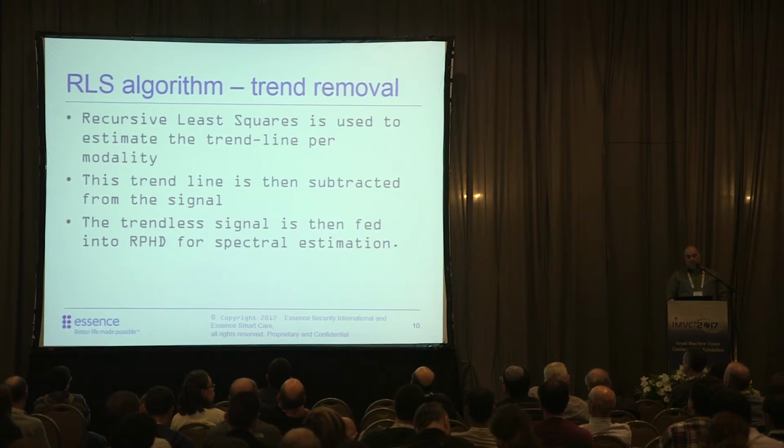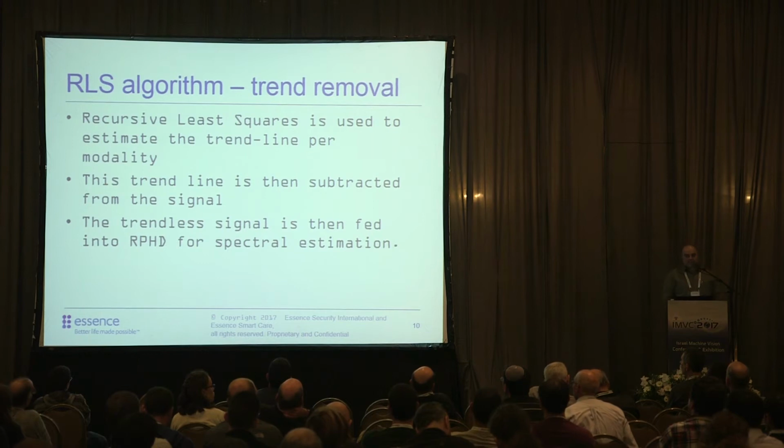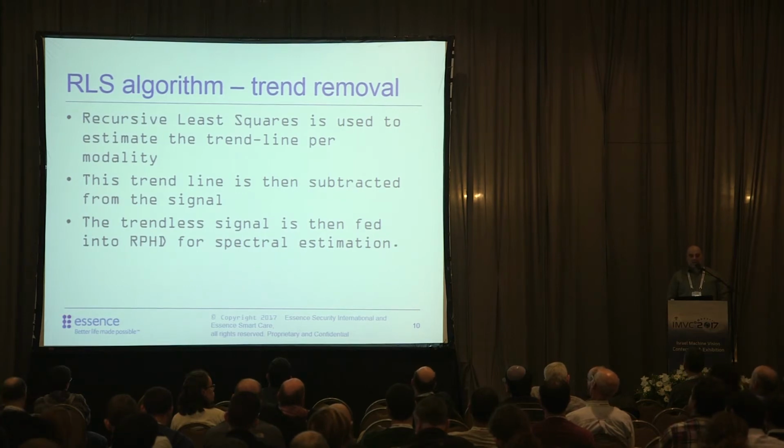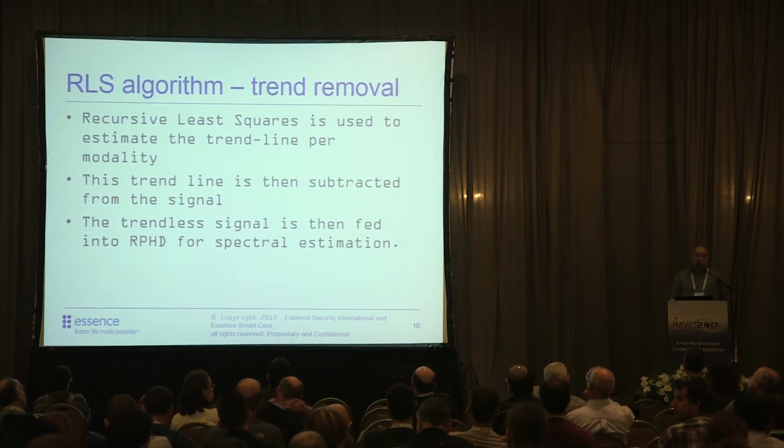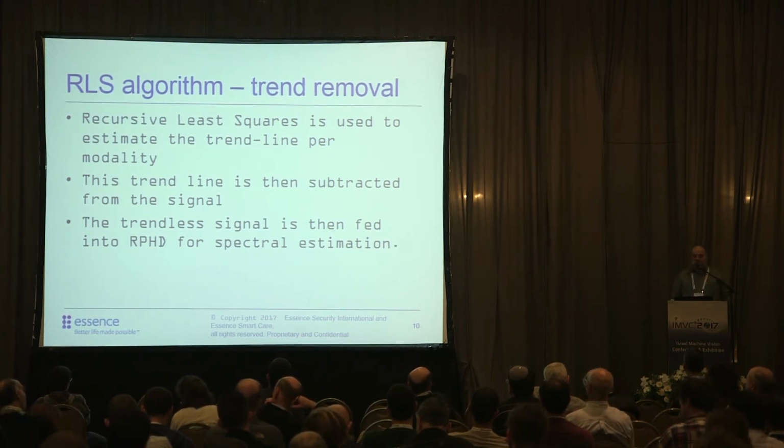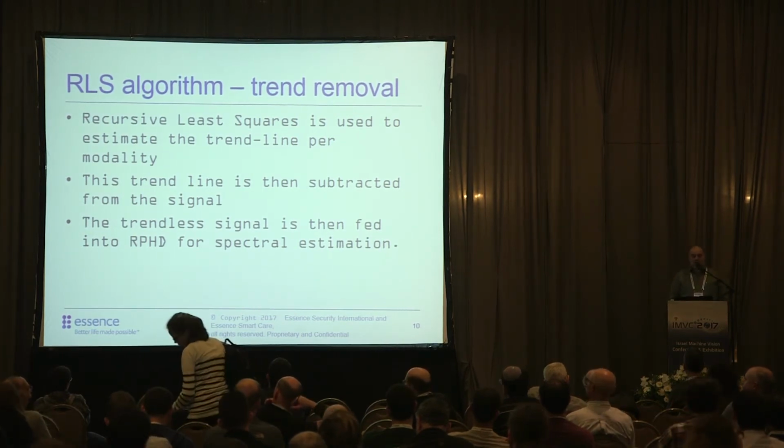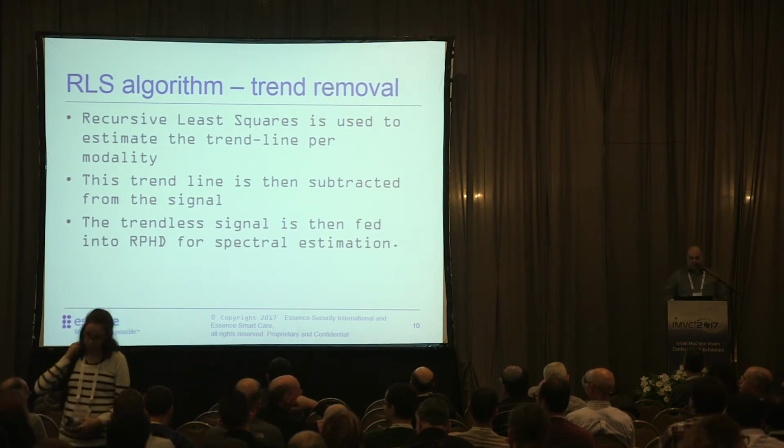What we use for this trend removal algorithm is basically the recursive least squares algorithm to estimate a trend line, and then once it's estimated, it's subtracted from the signal, which leaves us with a pure or a little bit noisy sinusoidal wave-like signal that we can actually extract some spectral information out of.